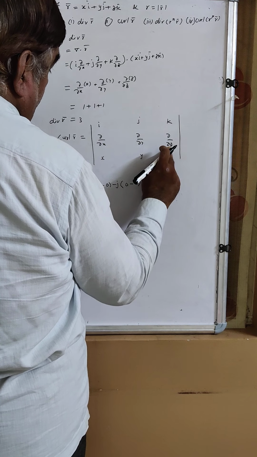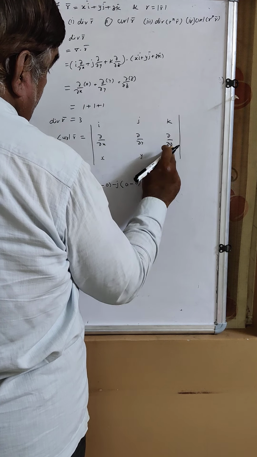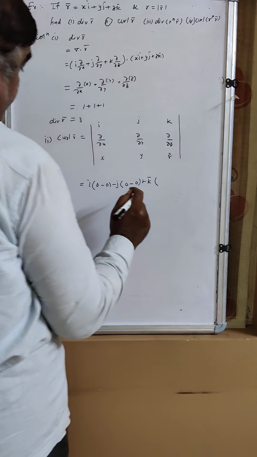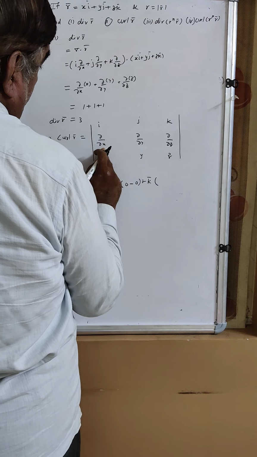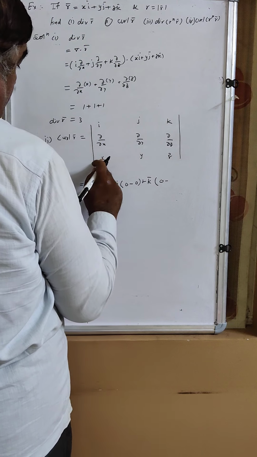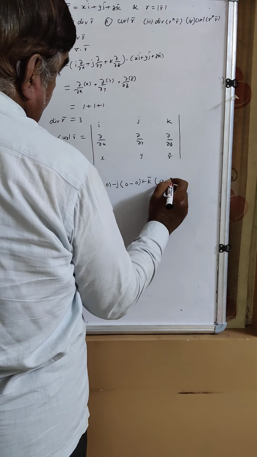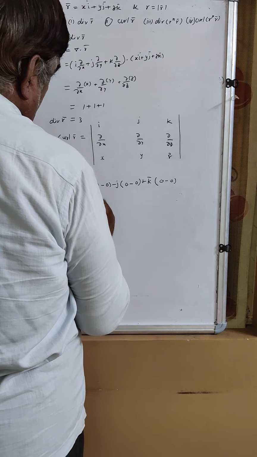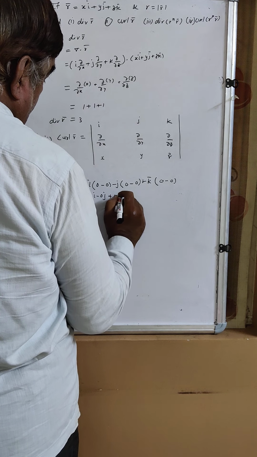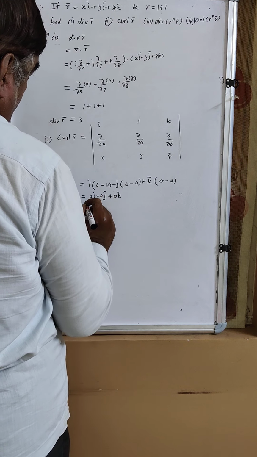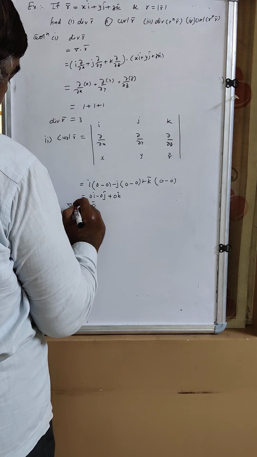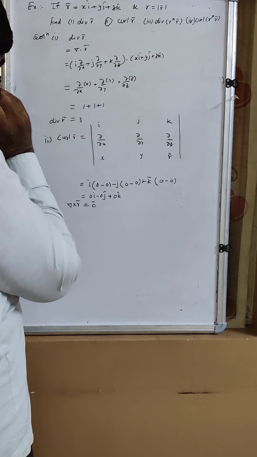Derivative of x with respect to z: x is constant with respect to z, so the derivative is 0. Thus, k vector: derivative of y with respect to x, y is constant with respect to x, so the derivative is 0. Derivative of x with respect to y is 0. So we get 0i minus 0j plus 0k, which is the 0 vector. Del cross r vector is equal to 0.